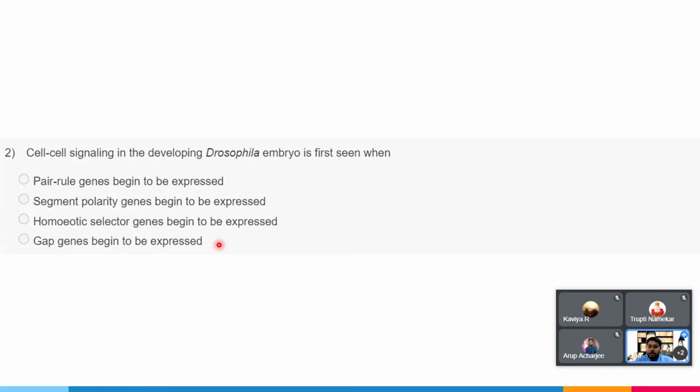What the question is trying to ask us is exactly at what stage does cell signaling play a role? So the options are at the pair-rule stage, at the segment polarity stage, at the homeotic stage, or at the gap gene stage. So this is also a radio type of answer, so only one option is correct. Anyone want to try and answer this? Kavya says it is number 1, at the stage of pair-rule genes. Anyone else wants to try and answer?